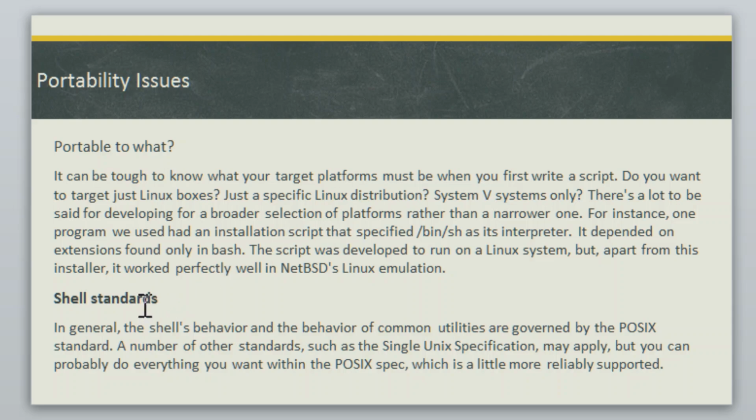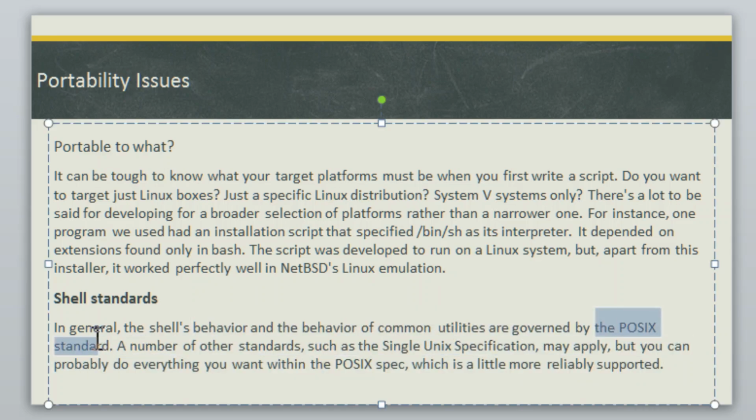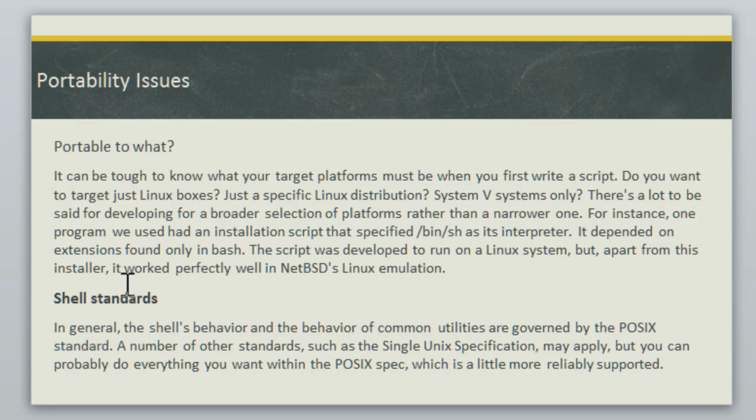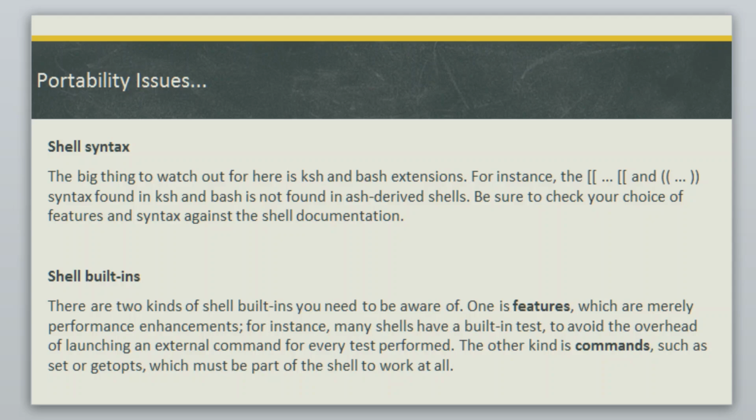So in general, the shell's behavior and the behavior of common utilities are governed by the POSIX standard, okay? And guys, I recommend looking up what POSIX is and the standard for it, okay? It's kind of like the Holy Bible or the standard for scripting. So a number of other standards, such as the Single UNIX Specification, may apply, but you can probably do everything you want within the POSIX spec, which is a little more reliably supported.